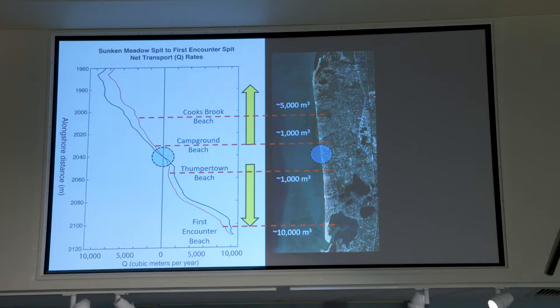This is how much sand is moving year to year. This is the direction it's moving. And these are the beaches that we have. These are the four public beaches in Eastham. So these are going to be managed differently now that we know this information.